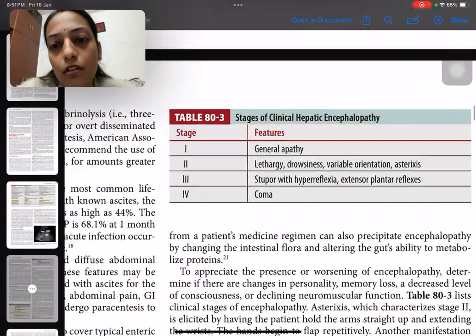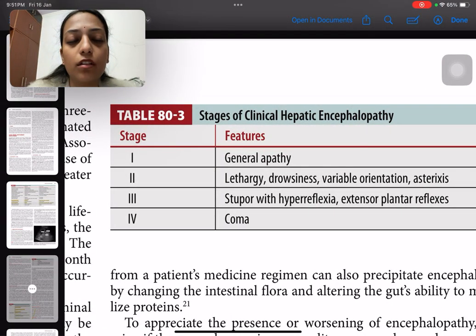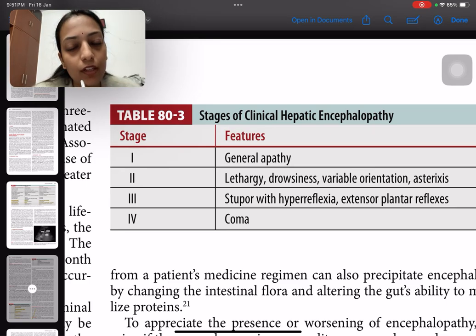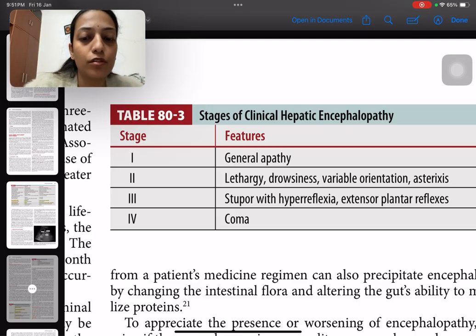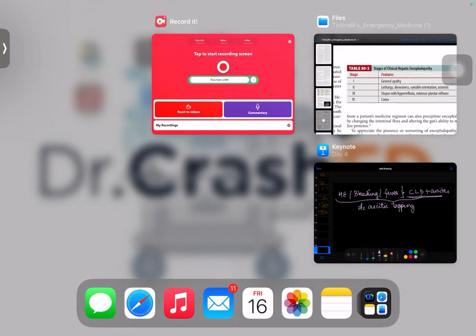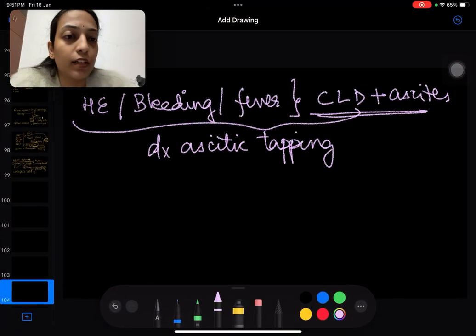So yeah, stages of hepatic encephalopathy, just revise once. Stage 1 is general apathy. Stage 2 is I want to sleep. Stage 3 is stupor, hyperreflexia, extensor plantars, and stage 4 is coma, 4 letters coma, right? So yeah, we were talking about this.